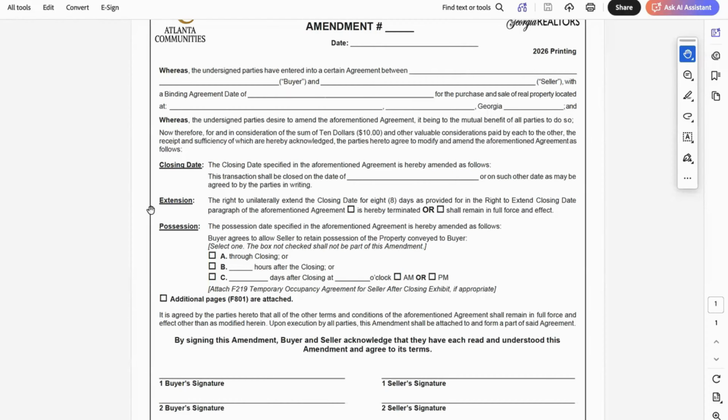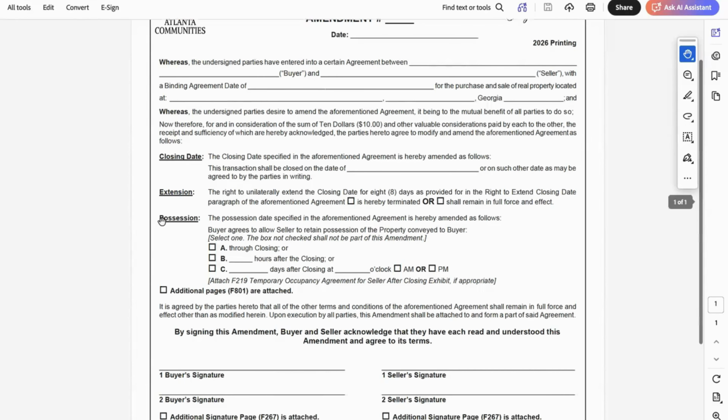Option 1, is hereby terminated, meaning the 8-day extension right is removed. Closing must occur on that exact date. Option 2, shall remain in full force and effect, meaning the 8-day automatic extension still exists. Many agents leave this unchanged, meaning the extension remains.